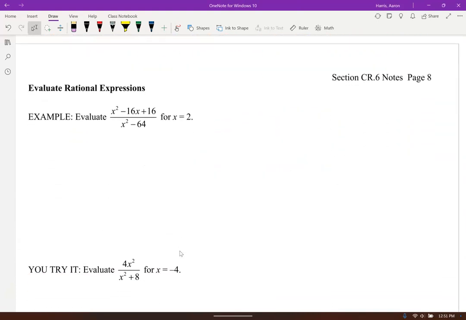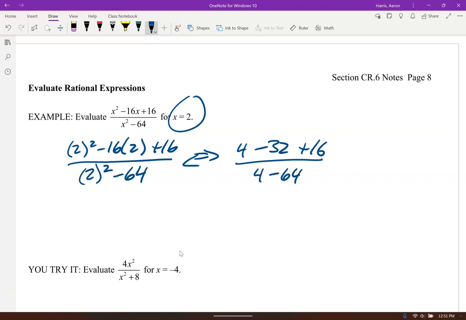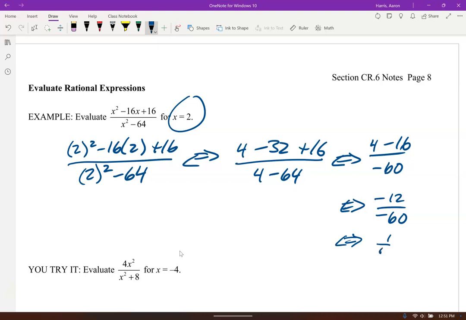All right, let's go ahead and evaluate some rational expressions for x values. If x is 2, you just got to plug it in and see what you get. So we have 4 minus 32 plus 16 over 4 minus 64. Well, negative 32 plus 16 is negative 16. 4 minus 64 is negative 60. So it looks like we got negative 12 over negative 60, or 1/5.